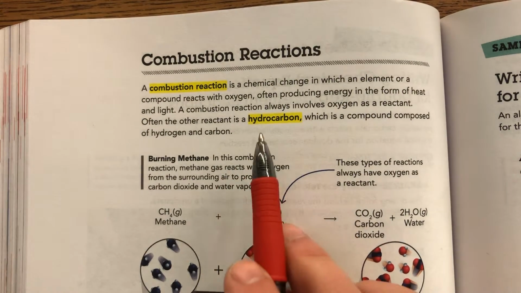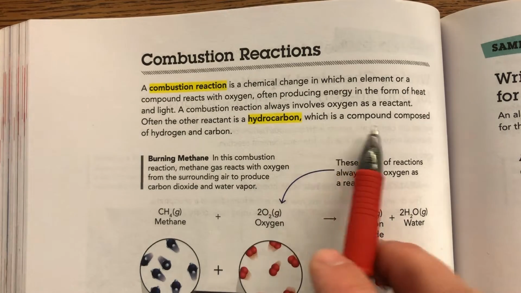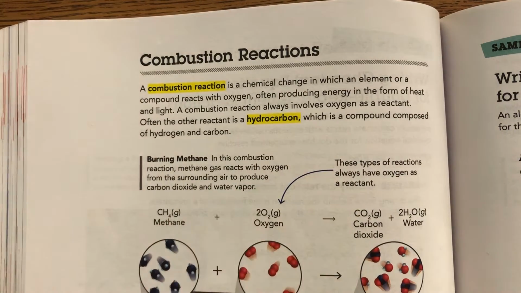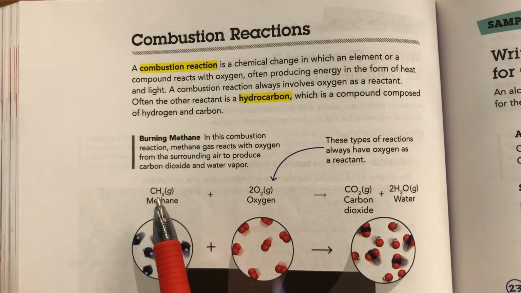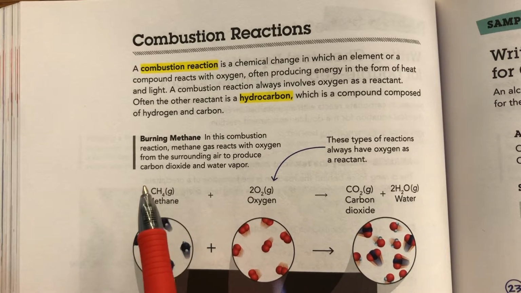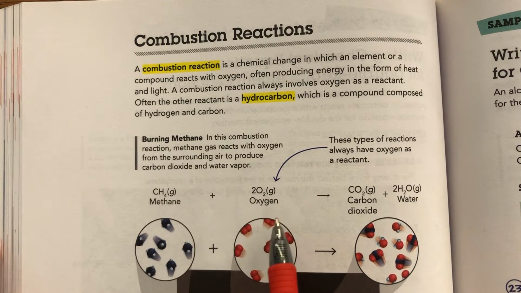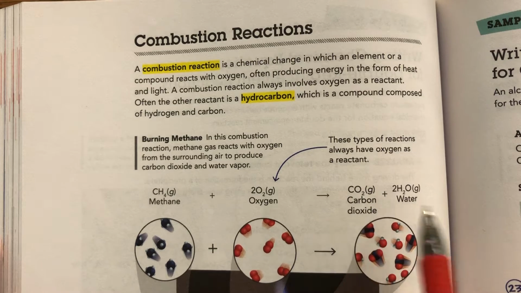You've got to know this term. It's highlighted in yellow. A hydrocarbon is a compound composed of hydrogen and carbon. So if you look at methane, it's just C and then 4 H's surrounding that carbon. It's a hydrocarbon, and it's reacting with oxygen to form carbon dioxide and water.